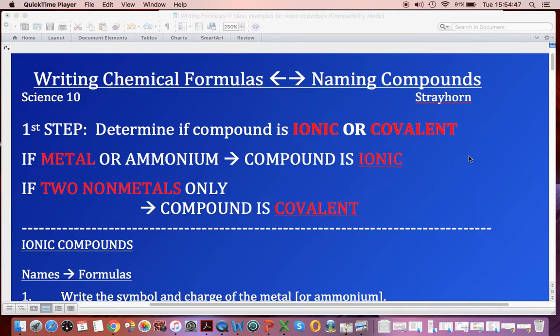Earlier in the week you learned how to deal with ionic all by itself and then covalent by itself, but you now have to distinguish between the two. So anytime you're given a name or a formula, your first step is to figure out if it's ionic or covalent. It's easy. If you have a metal or ammonium, which is NH4+, at the front end, the compound is definitely ionic. If all you see are two nonmetals, and you better know nonmetals are to the right of the staircase, if that's all that's present, then the compound's covalent.